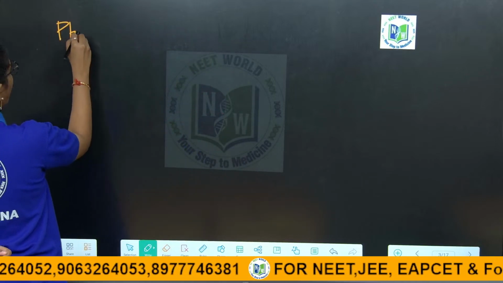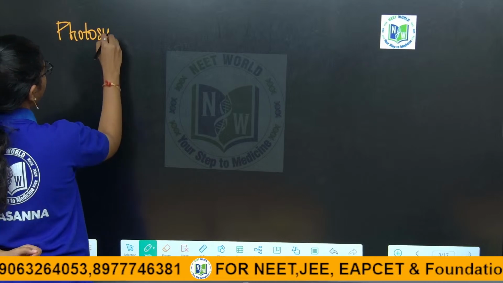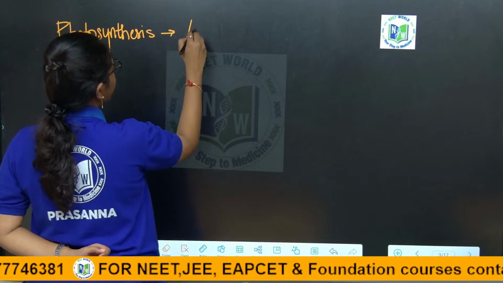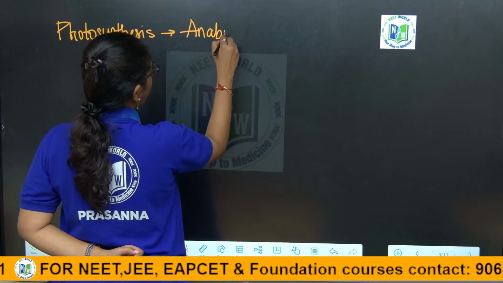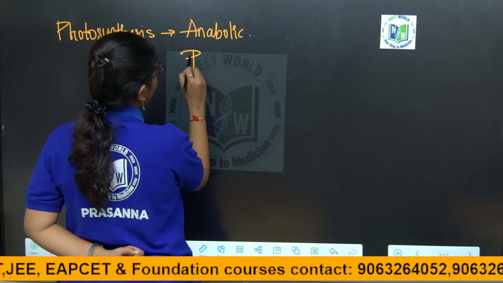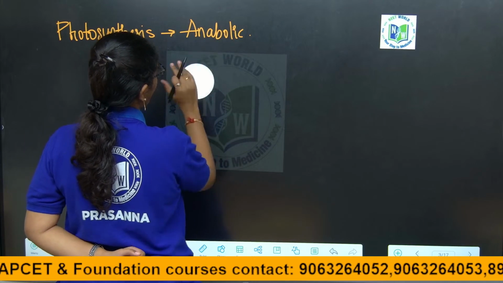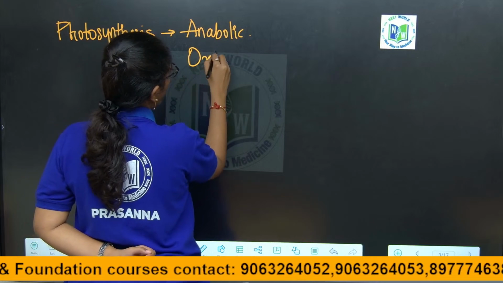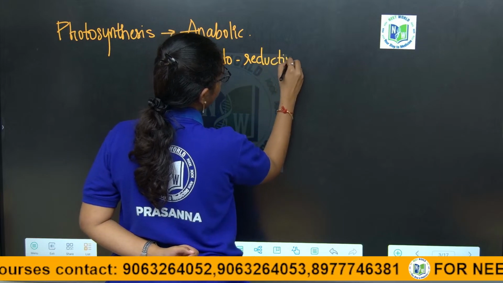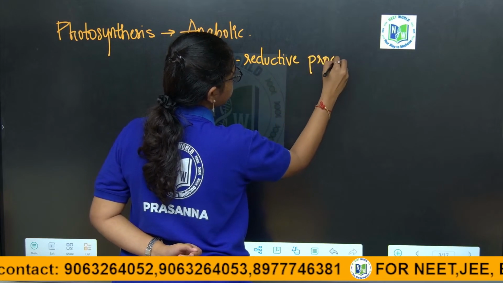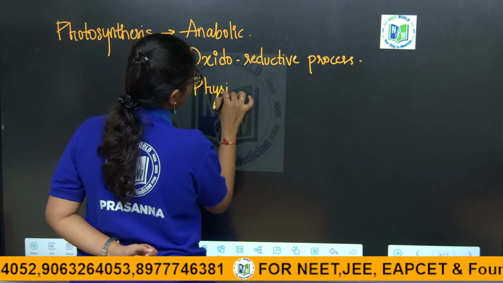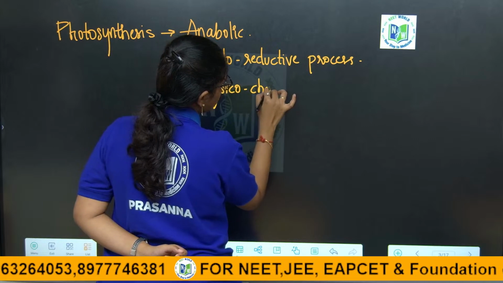Photosynthesis is also called an anabolic process, or an oxidoreductive process, or it is also called a physicochemical process. It is also called what, ma'am?